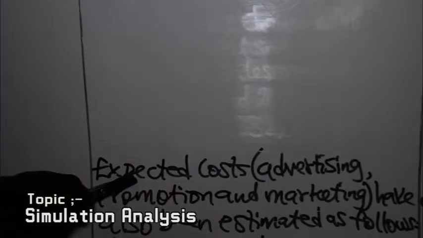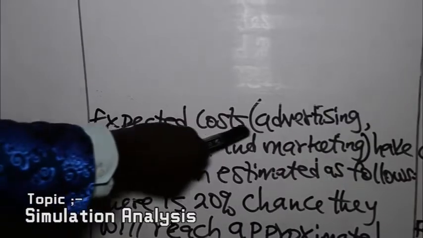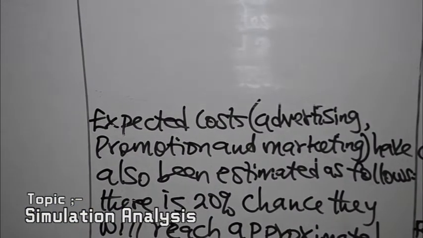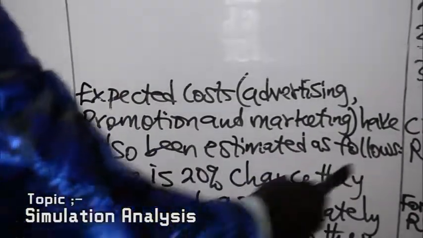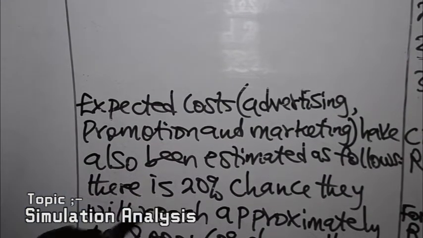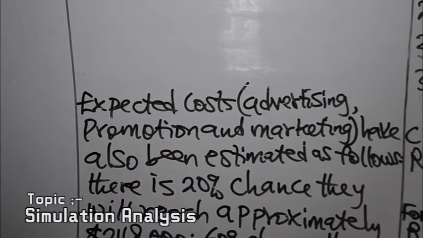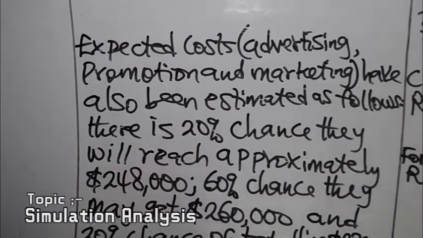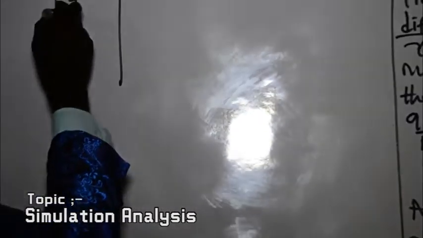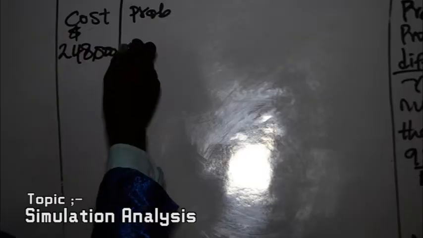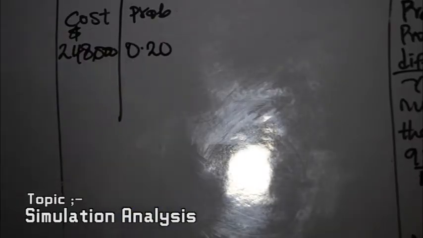Expected cost: advertising, promotion, and marketing have been estimated as follows. There is a 20% chance they will reach approximately 248,000 as cost, then the probability is 0.2, which is 20%.